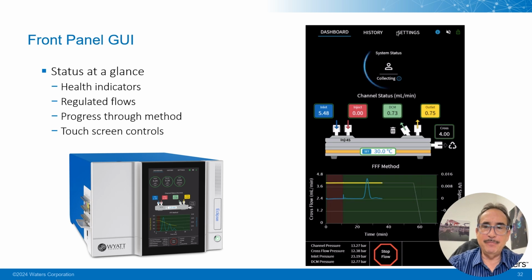We've added a lot of UI improvements. You can see at a glance how well the flows are being regulated. You can see during the method the peaks coming out. You can see the programmed flows being regulated. So this is the desired method. Here's the actual status as it's regulating. It should follow this along the lines. So basically, at a glance, you can see what the system's doing. We have health indicators that show whether or not the detectors are stable, whether or not the flows are regulated. Really just trying to make it as straightforward as possible.